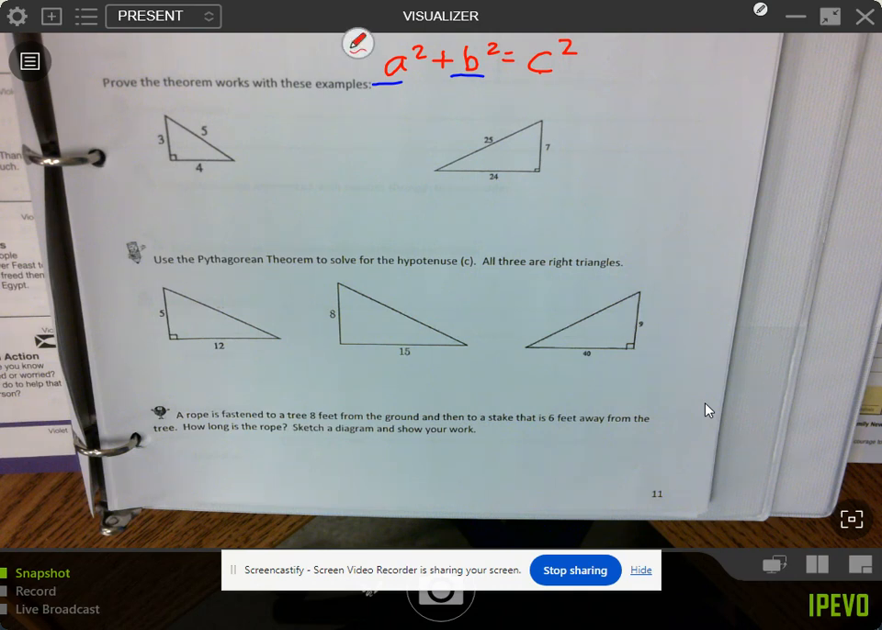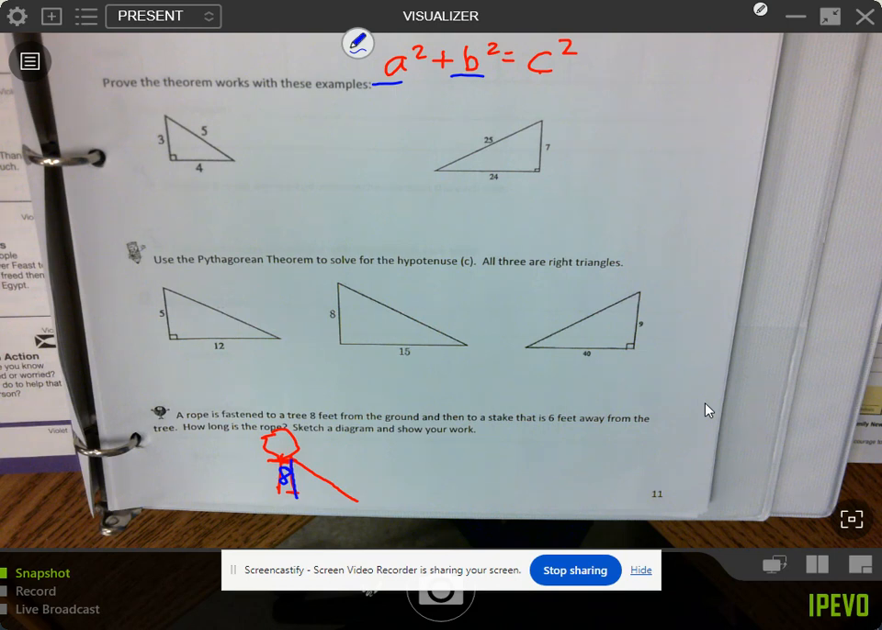A rope is fastened to a tree. So here's my tree. And we have a rope that's fastened to it 8 feet from the ground. So the tree is 8 feet from the ground where that rope is fastened, tied around. So we know from here to here is 8 feet. So this line is 8 feet.